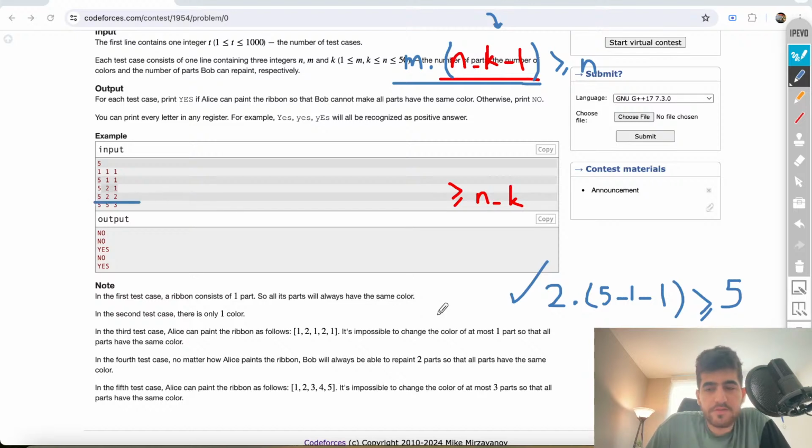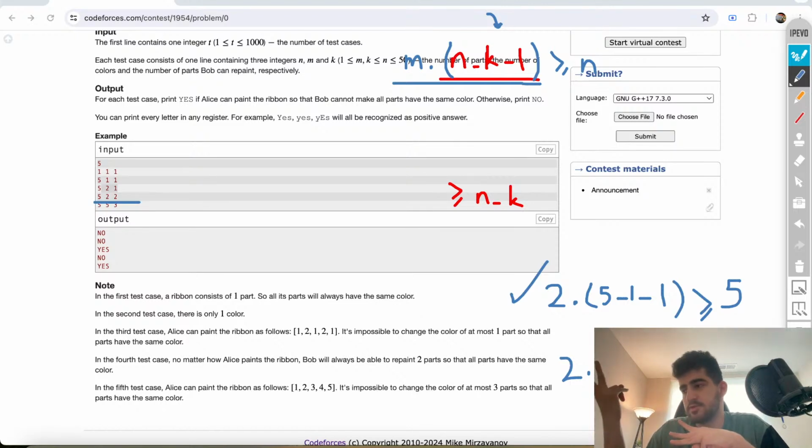In this example, 5, 2, 2, we should have 2 times (5 minus 2 minus 1), because this time each color should be used at most twice, not 3. At most twice, not 3 times. Because if one of them occurs 3 times, then you can change the rest of them to that one, and all of them will be the same color. And this is not greater than or equal to 5, it is less than 5, so the answer is no. Does the first problem make sense?